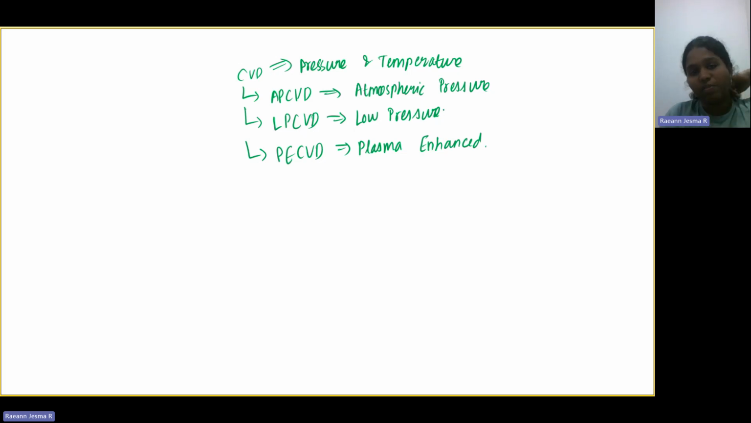So generally, the temperature at which this reaction happens will be greater than 800 degrees centigrade.